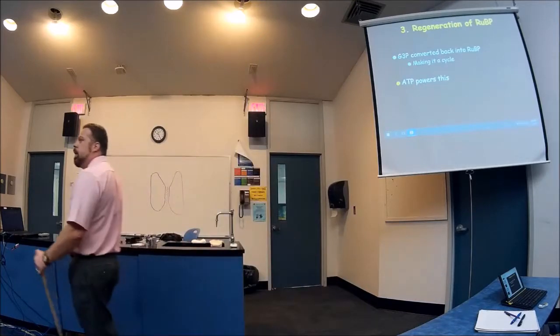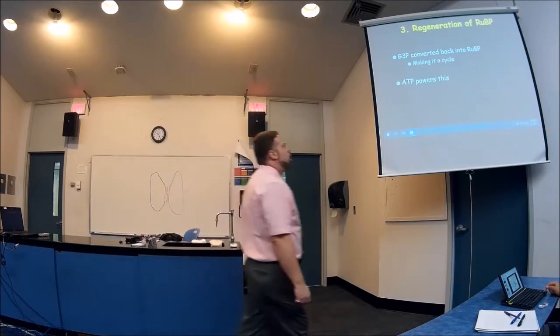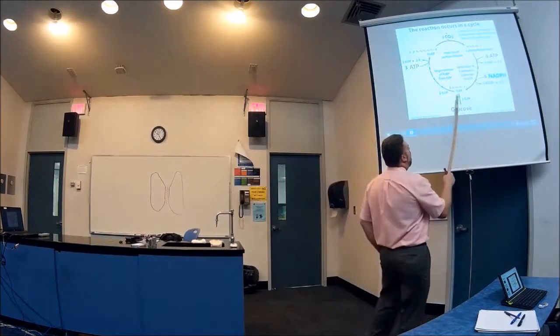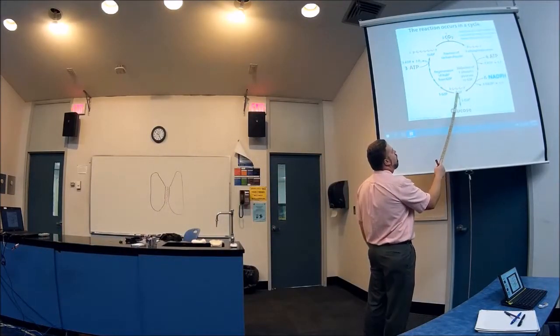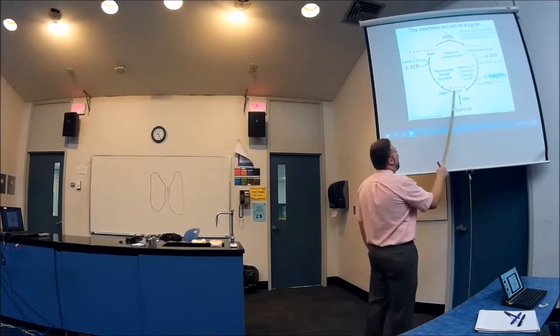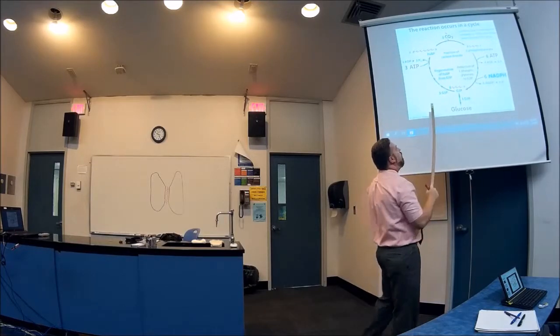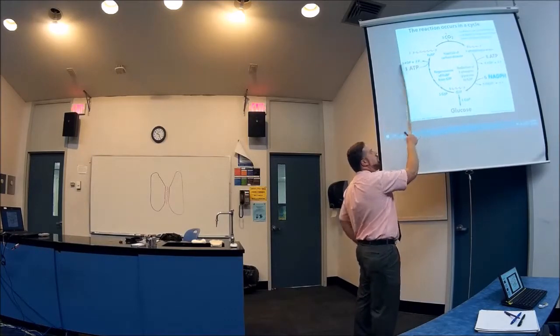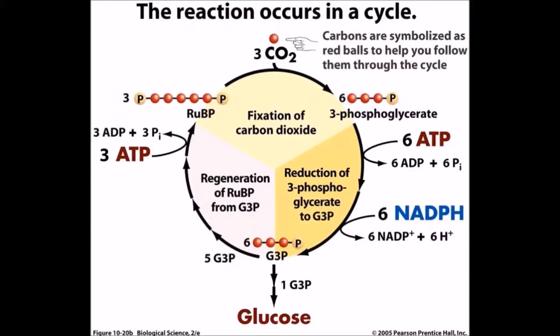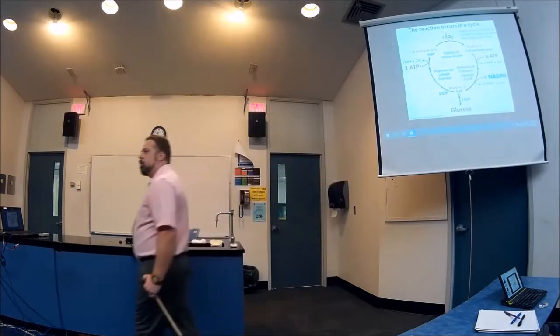And ATP is needed to make this, or to produce this, right, power. So what's happening here is that this G3P will do a series of steps, which I'm not going to hold you to know, and it turns back into RuBP. But we're going to need ATP to do that. Okay. And you got a full cycle.